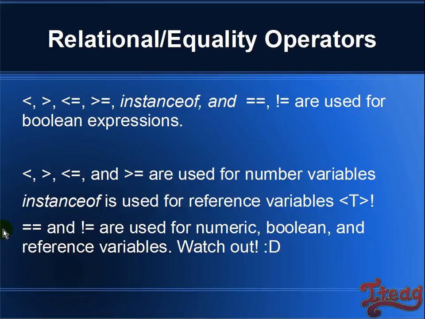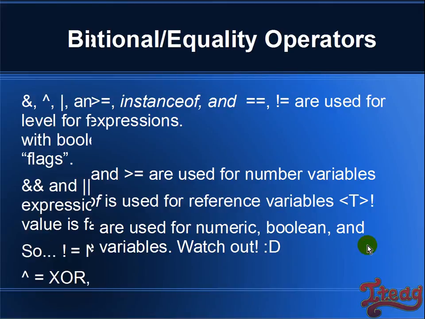All right, and then the equality operators, equals and not equals, are used for numeric Boolean expressions and for reference variables in Boolean expressions. So watch out. This one can be used for a lot of things, and it'll be up to us to keep track of what we're evaluating with these two little beauties right here. Don't worry, the compiler will say, hey, are you really sure you want to evaluate it like this? So it'll help keep you straight on it.